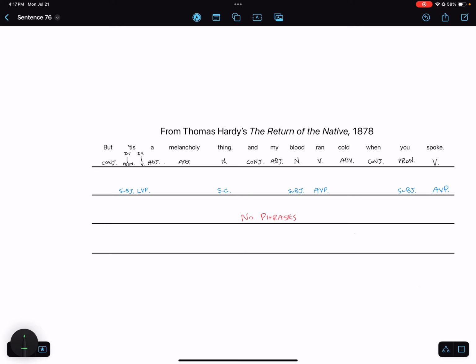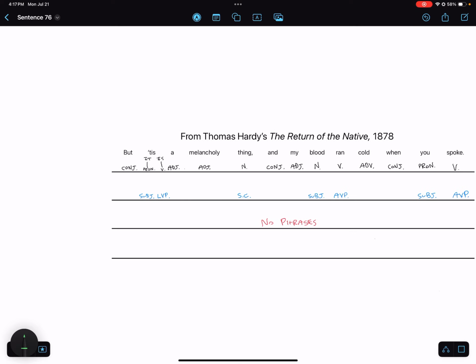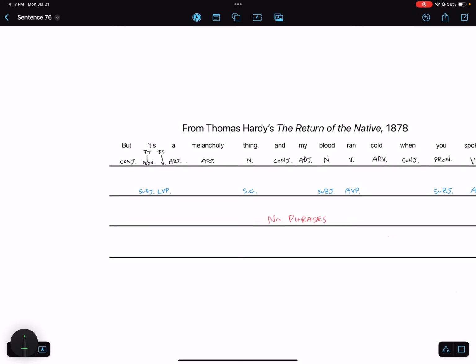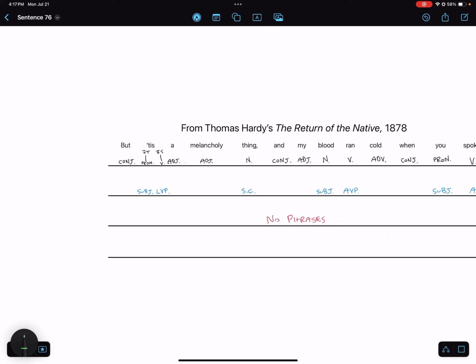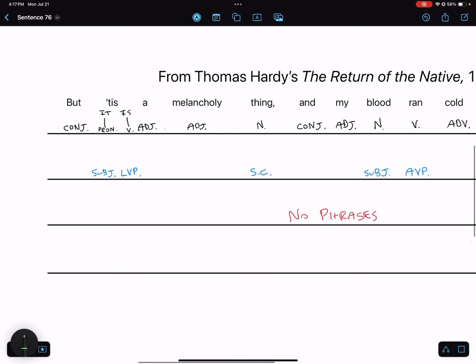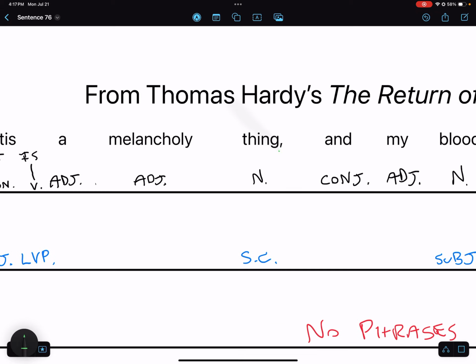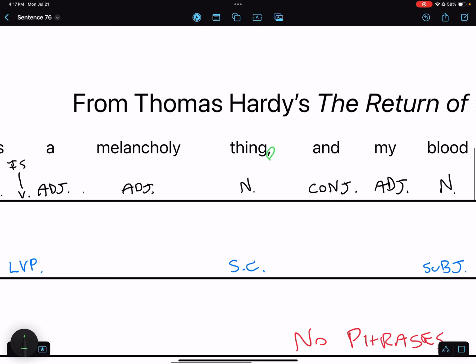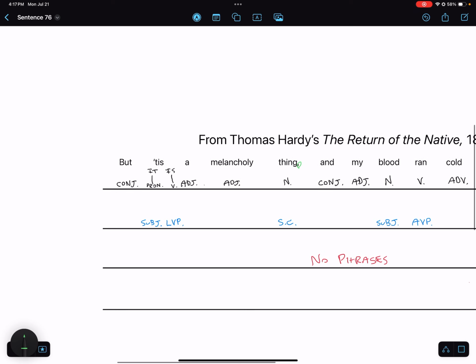sentence. So here, to discern our first clause, we're going to go ahead and look for our first subject-predicate pair. We have this subject and LVP all the way on the left here, and the SC as well. And we can see there's a comma right here after thing. So this gives us a little bit of a clue. Let's read through this first part of the sentence, from but up until the SC: but it is a melancholy thing. That seems to stand on its own.